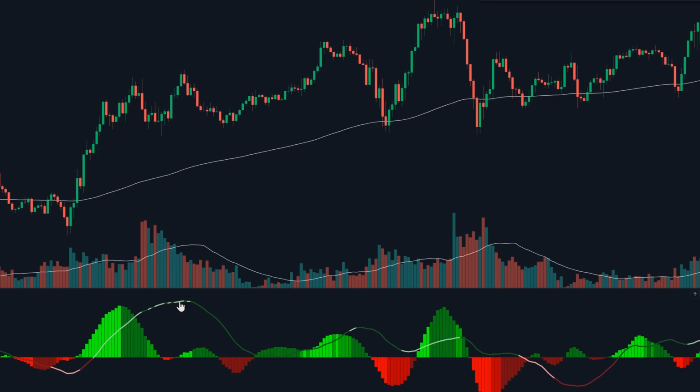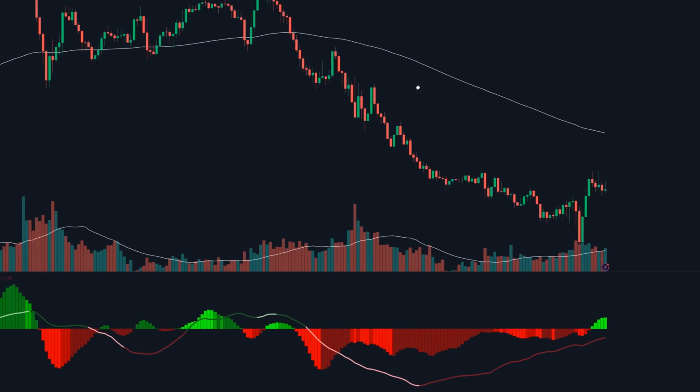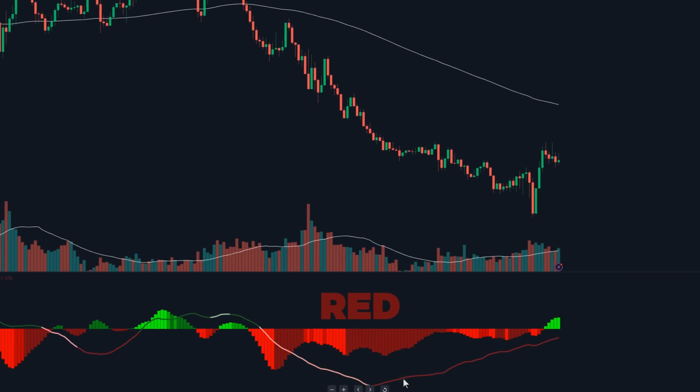This EMA is going to be used as an extra confirmation for market trends alongside this oscillator. When the oscillator is colored green and the price happens to be trading above the EMA, that would indicate a long-term bullish trend. Conversely, when the oscillator is colored red and the price happens to be trading below the EMA, that would indicate a long-term bearish trend.